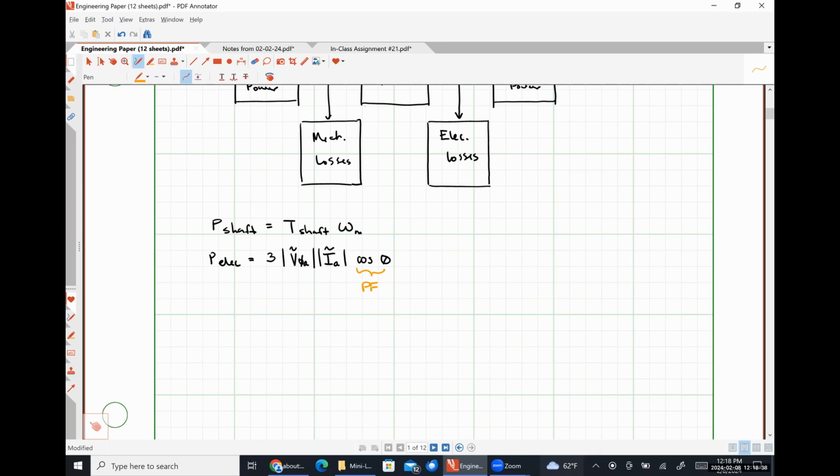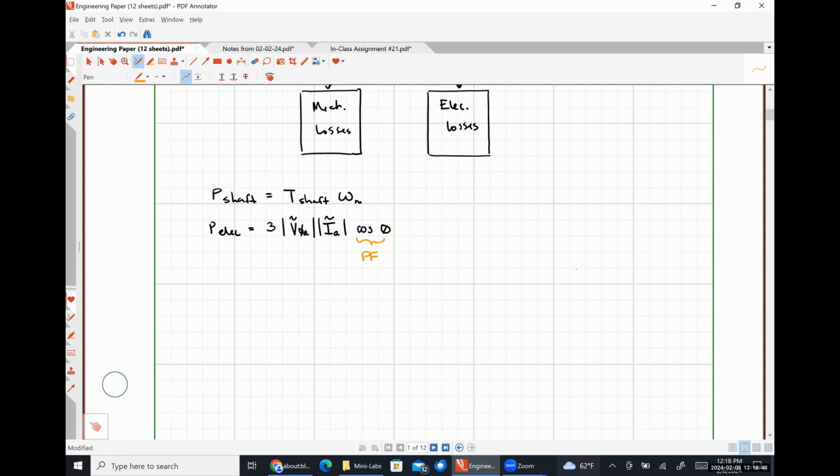So this can also be expressed as 3 times the magnitude of our phase voltage times the magnitude of our induced voltage divided by our synchronous reactance XS multiplied by sine of delta, where delta is the angle between our induced voltage and our terminal voltage, like before, okay?